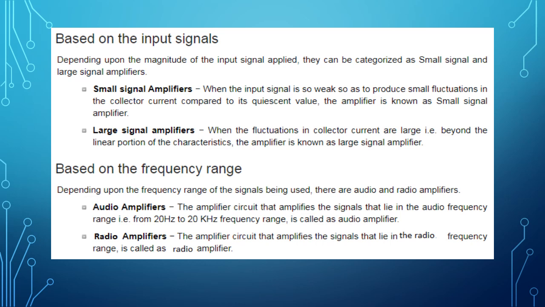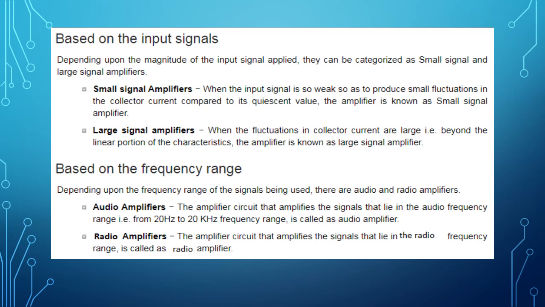Based on the frequency range, the amplifiers are classified into different types: audio amplifiers, radio amplifiers, and video amplifiers. In this, we see the audio amplifiers and the radio amplifiers. The amplifier circuit that amplifies the signal that lies in the audio frequency range, that is from 20 Hz to 20 kHz, is called an audio amplifier. The amplifier circuit that amplifies the signals that lie in the radio frequency range is called a radio amplifier.